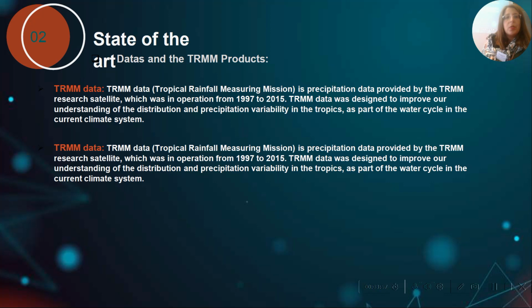So, the satellite data and the TRMM product. The TRMM product is precipitation data provided by the TRMM research satellite, which was in operation from 1997 to 2015. TRMM data was designed to improve our understanding of the distribution and variability of precipitation in the tropics as part of the water cycle in the current climate system.